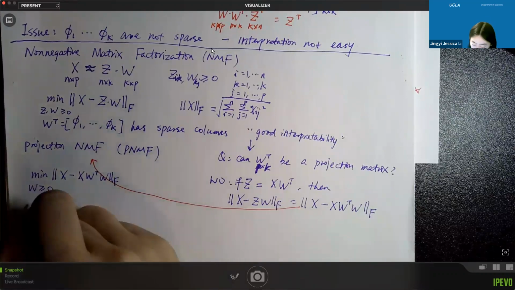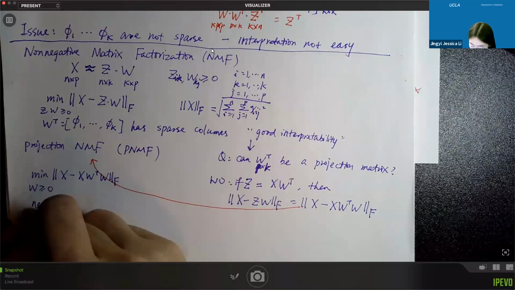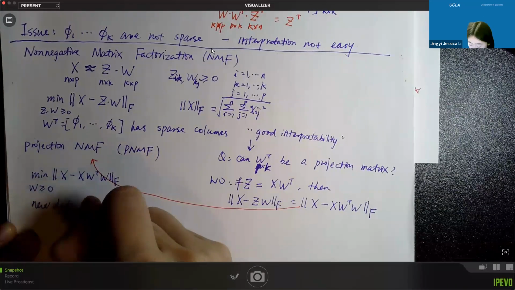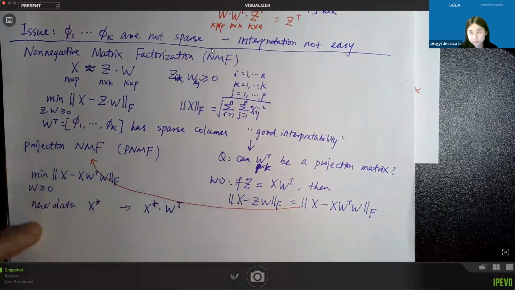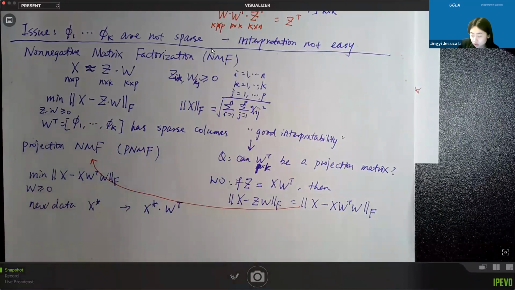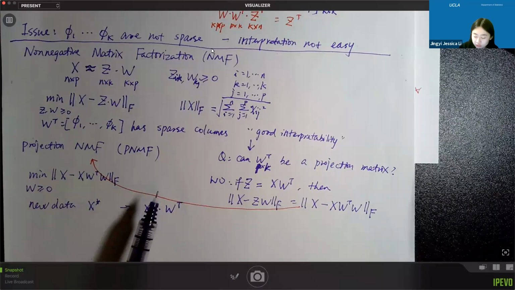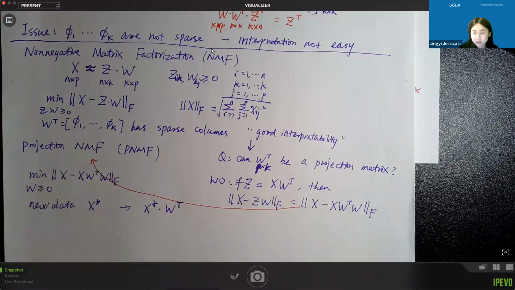Okay, so then with new data X star, we could do X star times W transpose with a PNMF W, but we can actually not do it with the NMF W. So I think PNMF is a very nice thing. It has the advantages of both PCA, by allowing you to do projection, and meanwhile, it has that non-negativity constraint so that W is very sparse. So that makes the interpretation of each loading vector much easier.